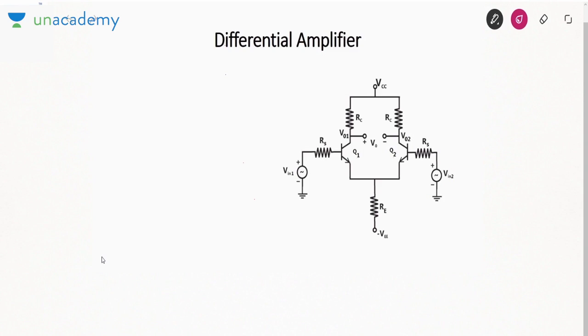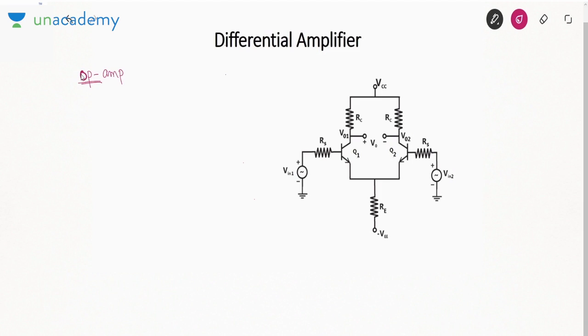Hi guys, up to now we have covered all aspects of BJT and we have seen different kinds of amplifiers that we can implement using BJT. In this video, we will cover one more specific type of application of BJT called a differential amplifier. Now this differential amplifier is one of the most important building blocks of an op-amp. Okay, so it is basically used in op-amp.